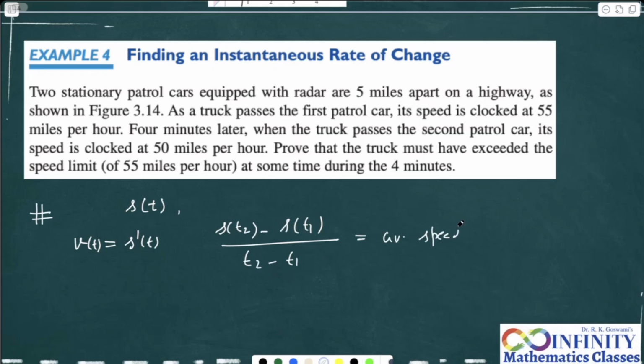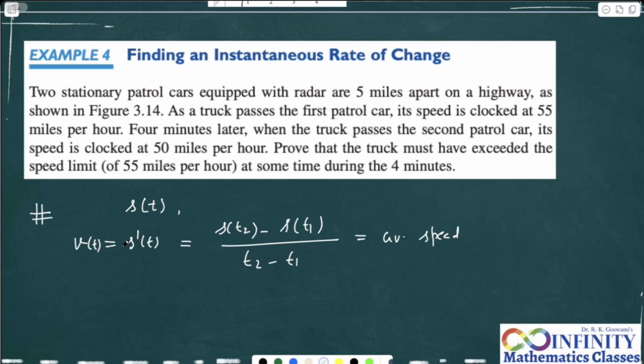Basically, it is the rate: in the numerator you have the distance, in the denominator the time taken. It is the average speed. So the question is, if you apply the mean value theorem, at what point is the average speed going to be equal to the velocity? You got it?